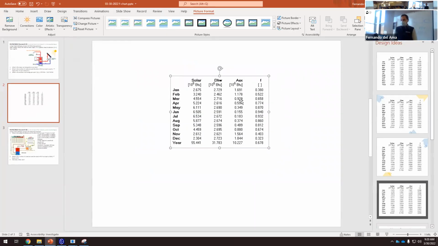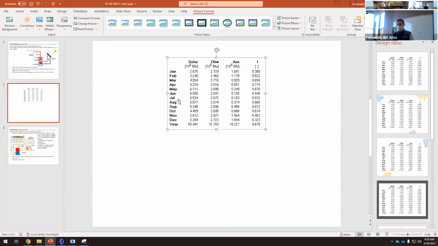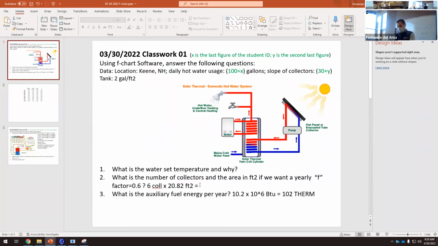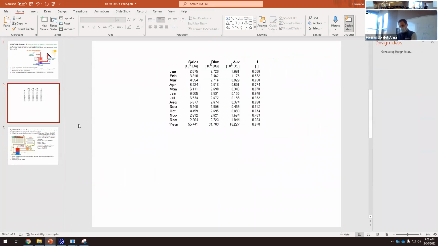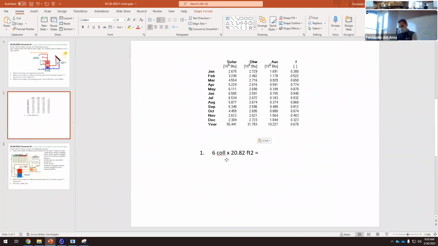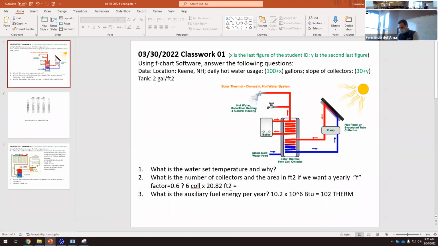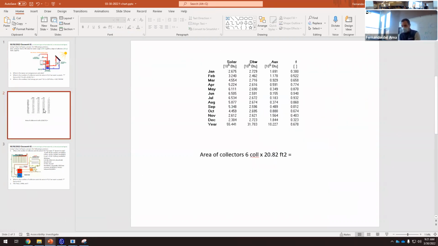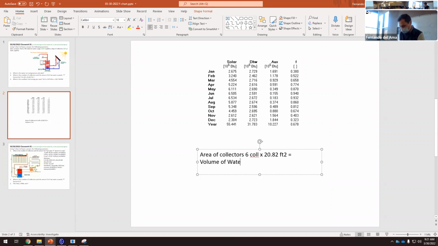If we have this as a summary, it helps. And I don't know, if you place here the area of collectors. And what's the other information we need? Oh, the auxiliary. And it's something important because depending on the area of collectors, we have the volume of the water tank.